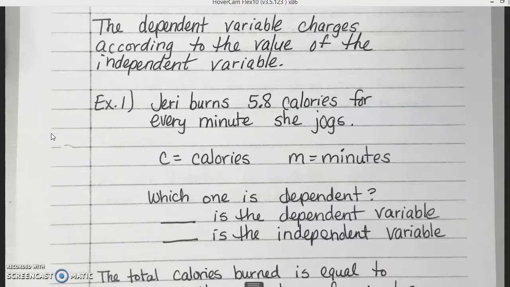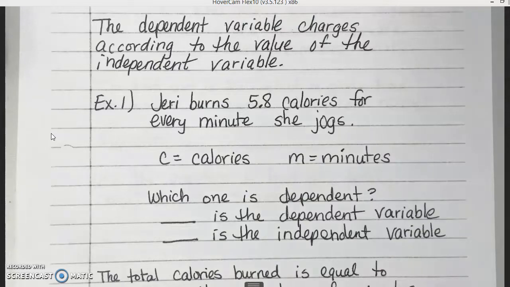So when we're thinking about this, and we want to know which one is dependent, let's look back at the problem. It said Jerry burns 5.8 calories for every minute she jogs. So if we want to know how many calories she jogged in all, what does that depend on? The number of minutes. I'm sorry, I said that wrong. So the calories depend on what? The number of calories depend on what? The minutes. You see what I mean?